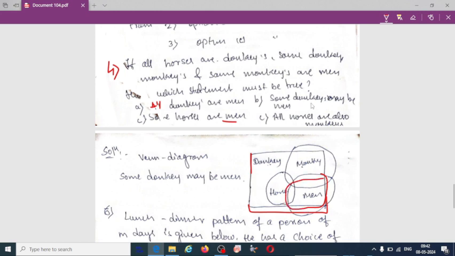Some donkeys may be men. It is not correct. Some horses are men. This is also not correct because we said all horses are donkeys. All horses are also monkeys. No, because we said some donkeys are monkeys. These three options you can remove. So then option A is correct: all donkeys are men. We must draw the circle inside.